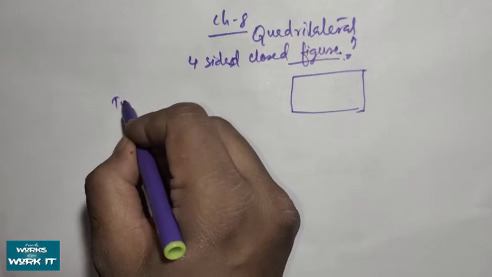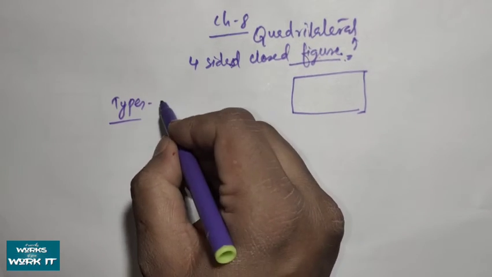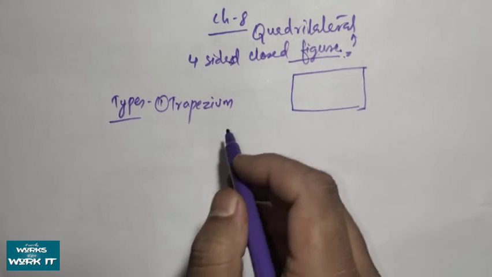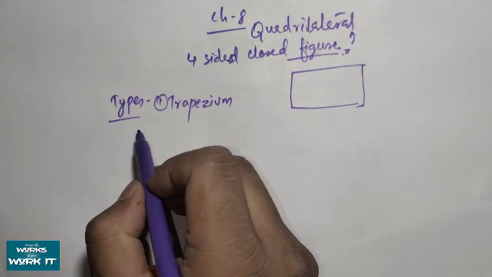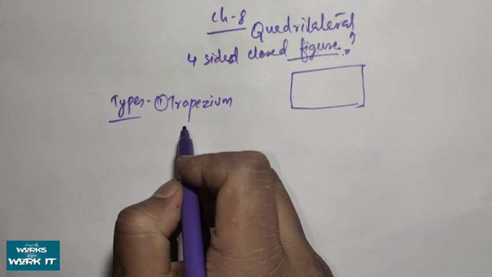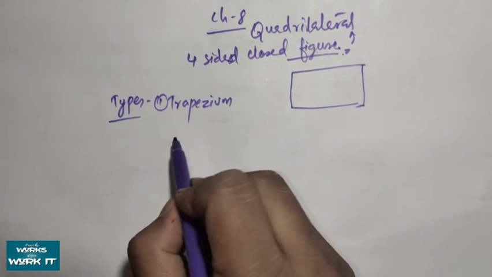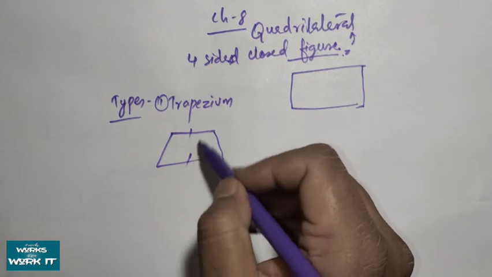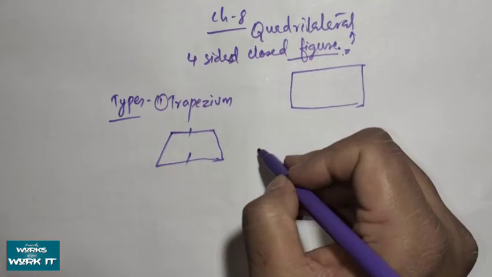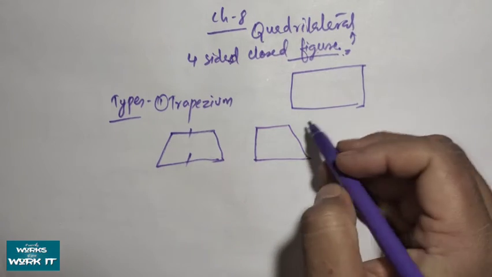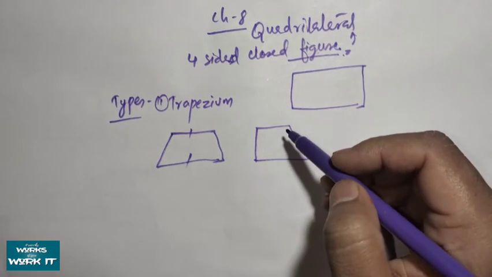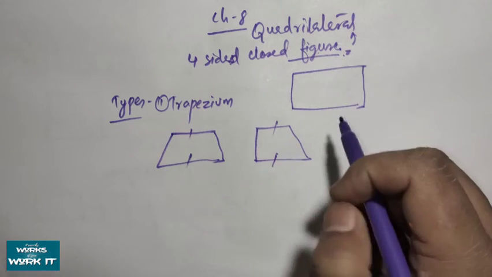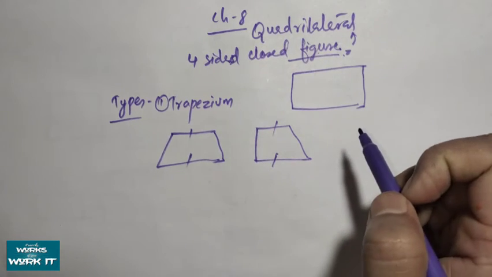And next, when we come to the types of quadrilateral, the first type is trapezium. So what is a trapezium? A trapezium has at least one pair of opposite sides parallel. If I draw it for better understanding, this is at least one pair that is parallel here. If I draw another diagram for a trapezium, which ones are parallel? This and this one. So at least one pair of opposite sides will be parallel.